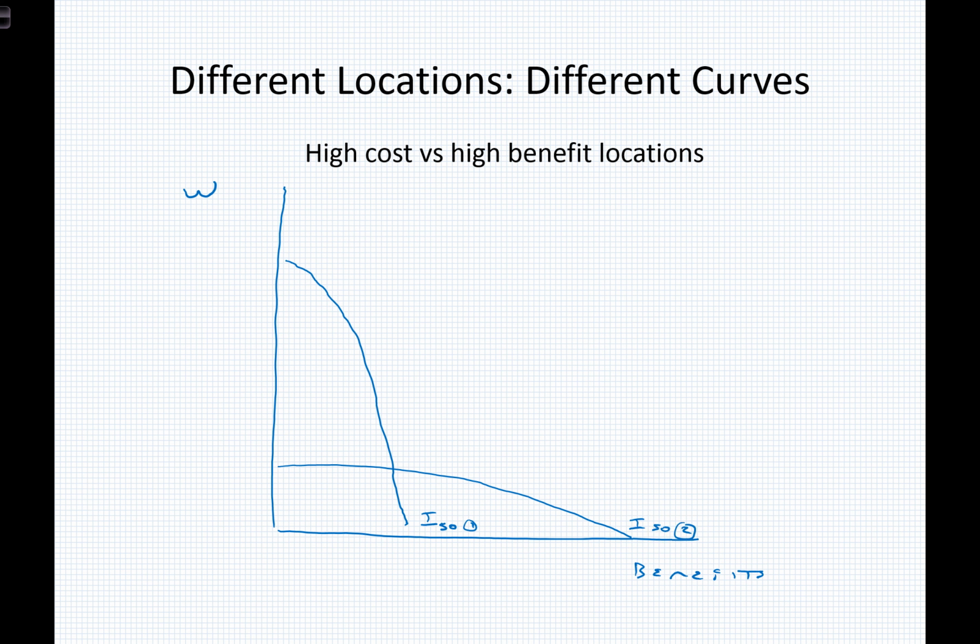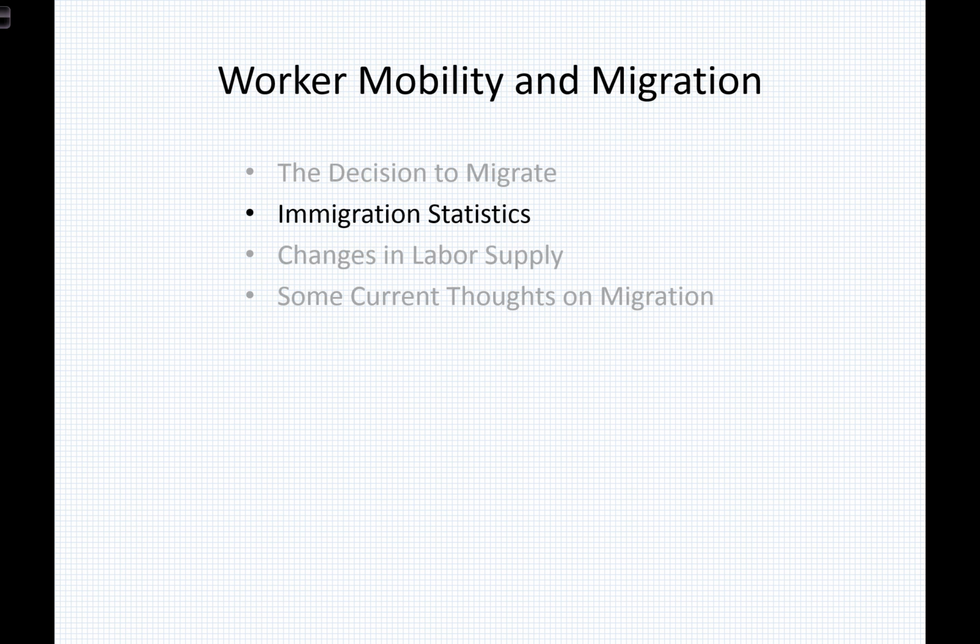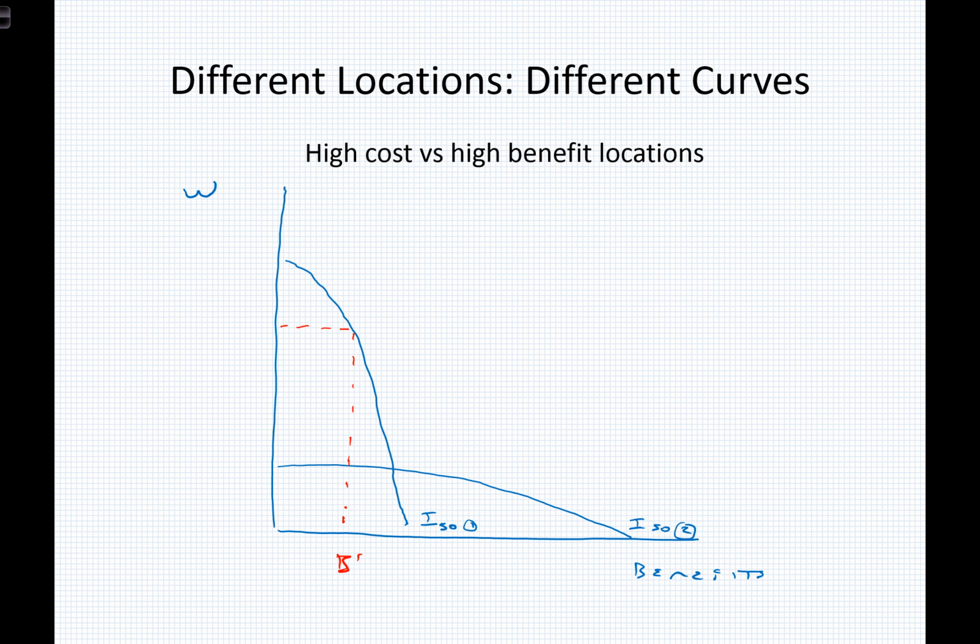So the combination of wages and benefits in a locale will determine the shape of the ISO benefit curve. Well, think about it. It kind of makes sense to us that in order to get people to go to a low benefit environment, that environment might have to pay relatively high wages, such as we see with my little modeling here at W prime and benefit prime. Or conversely, a location with great benefits but lousy wages might be at W and B.